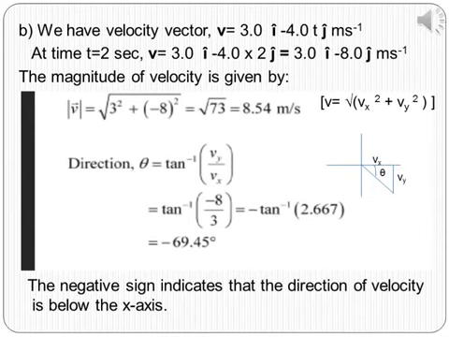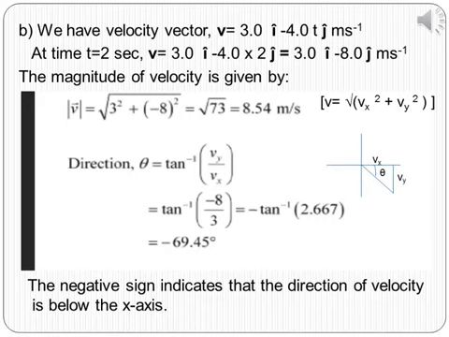B. We have to find the magnitude and direction of velocity of the particle at a time t is equal to 2 seconds. We have the velocity vector v is equal to 3 i cap minus 4t j cap meter per second. At the time t is equal to 2 seconds, v is equal to 3 i cap minus 4 into 2 j cap, is equal to 3 i cap minus 8 j cap meter per second.